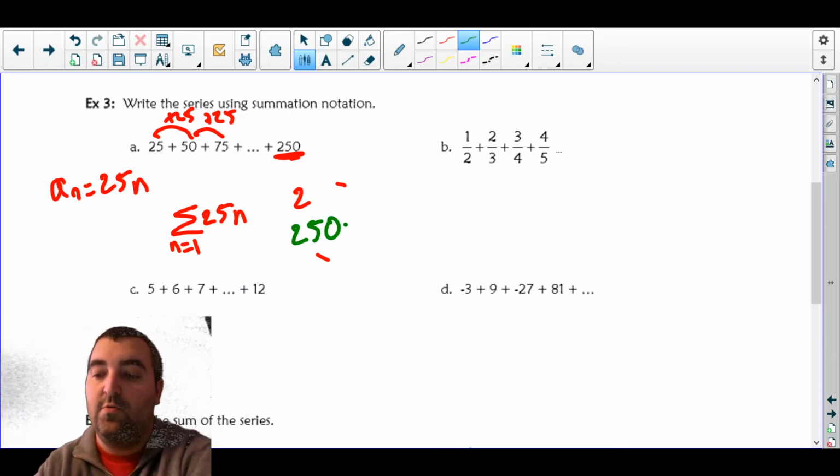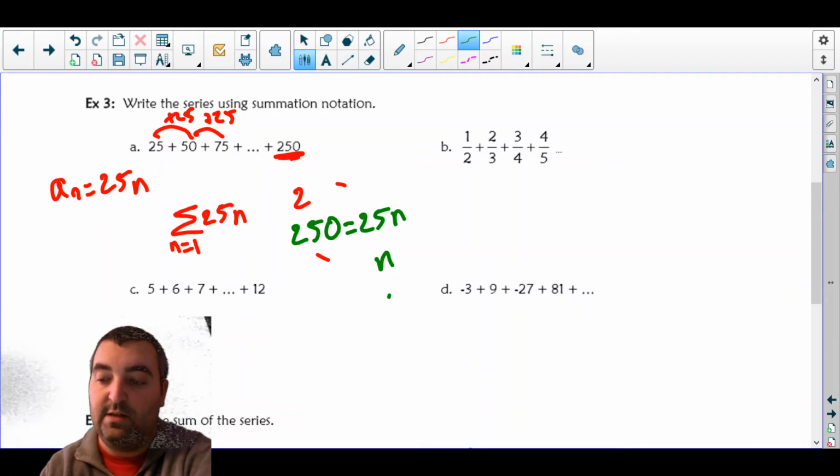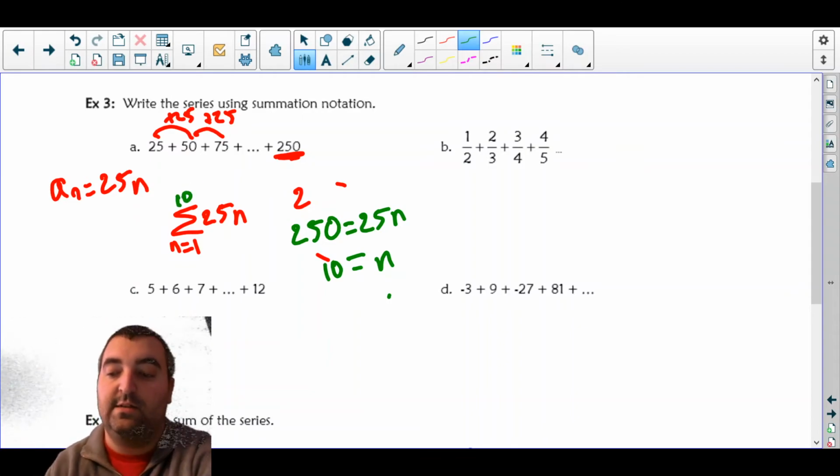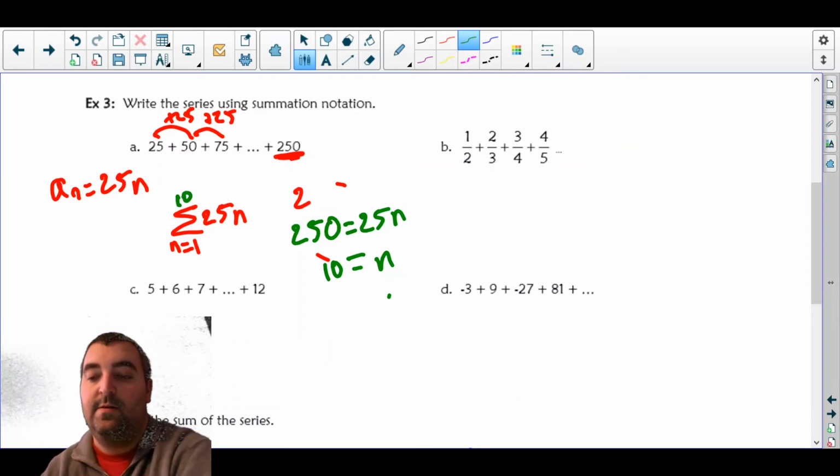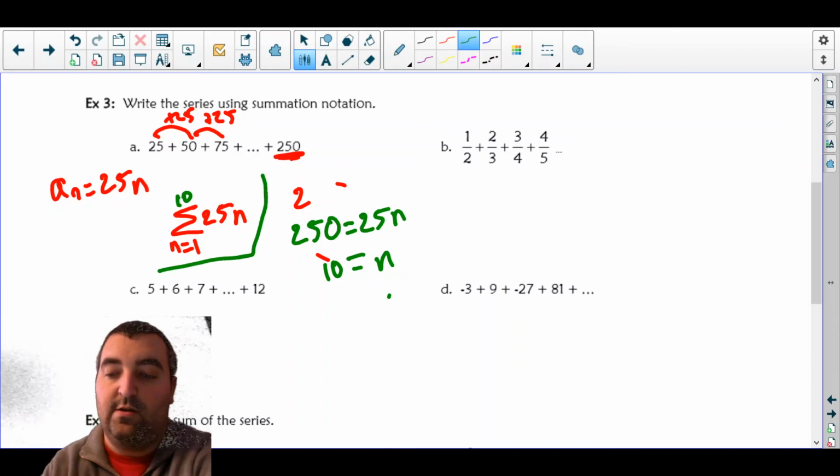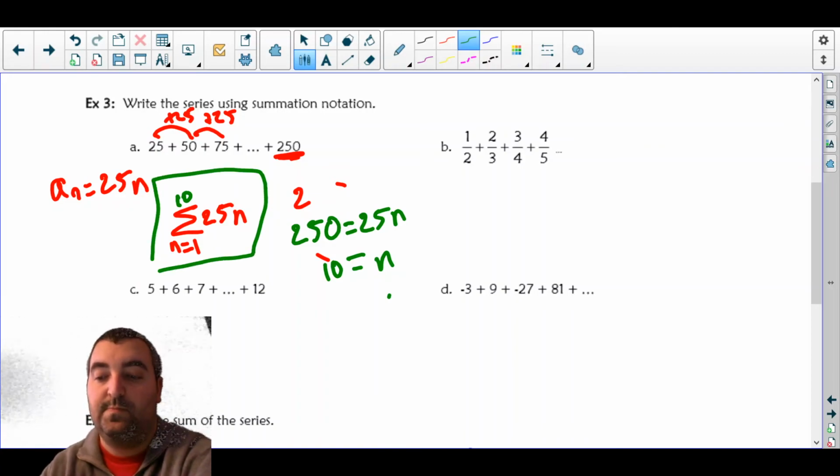So we want to know what n value will give us 250. So we just set the sequence equal to the number, and we solve, and you can hopefully see that n equals 10. So that means 10 is going up there. And there's our series. Okay?